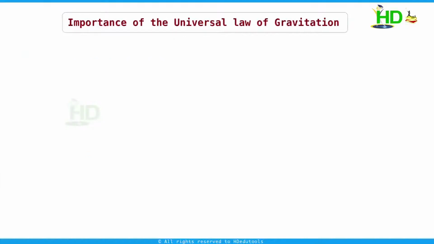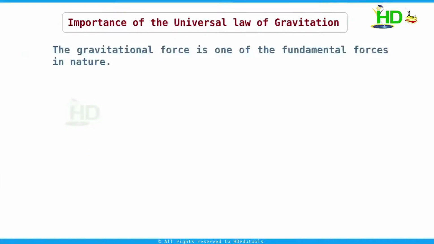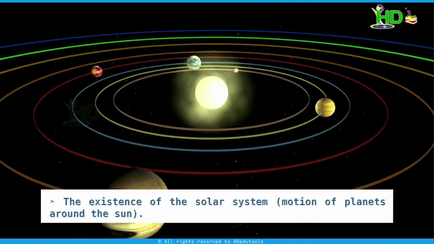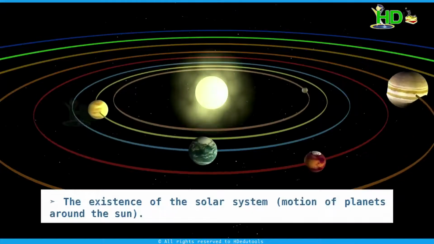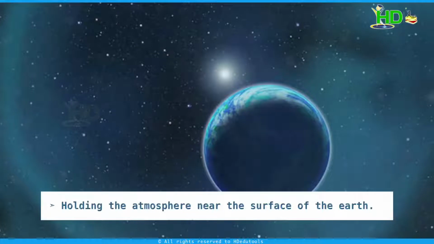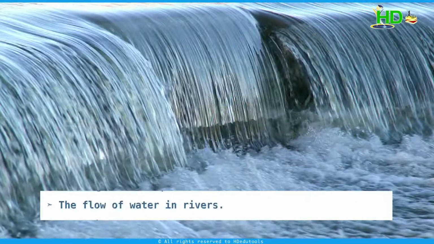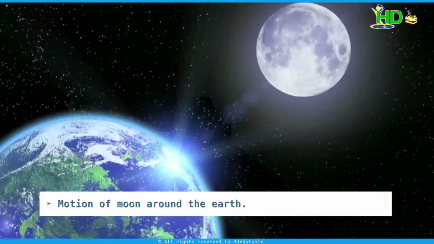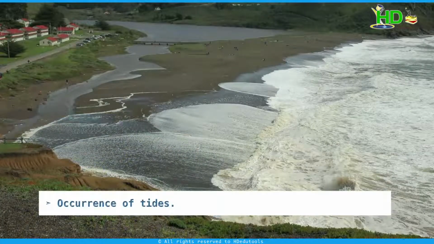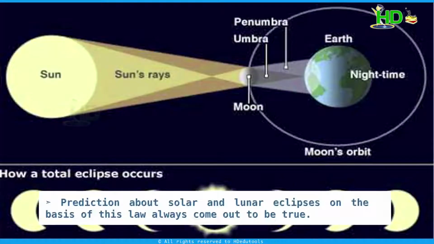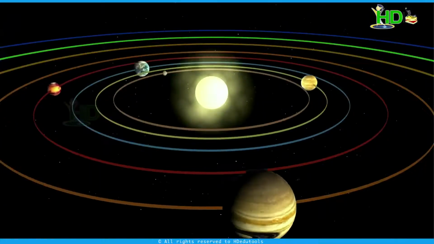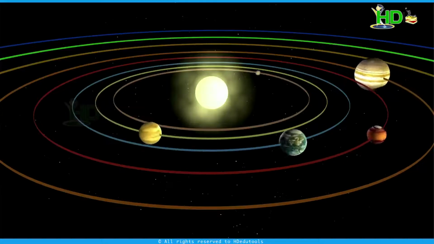The importance of the universal law of gravitation is that the gravitational force is one of the fundamental forces in nature, and this is responsible for the solar system, that is the motion of planets around the sun, holding the atmosphere near the surface of the earth, the flow of water in rivers, rainfall and snowfall, and the motion of the moon around the earth. Because of gravitation only, the tides occur, and it helps us in predicting solar and lunar eclipses. The universe exists because of this gravitation. Without gravitation, there is no universe.